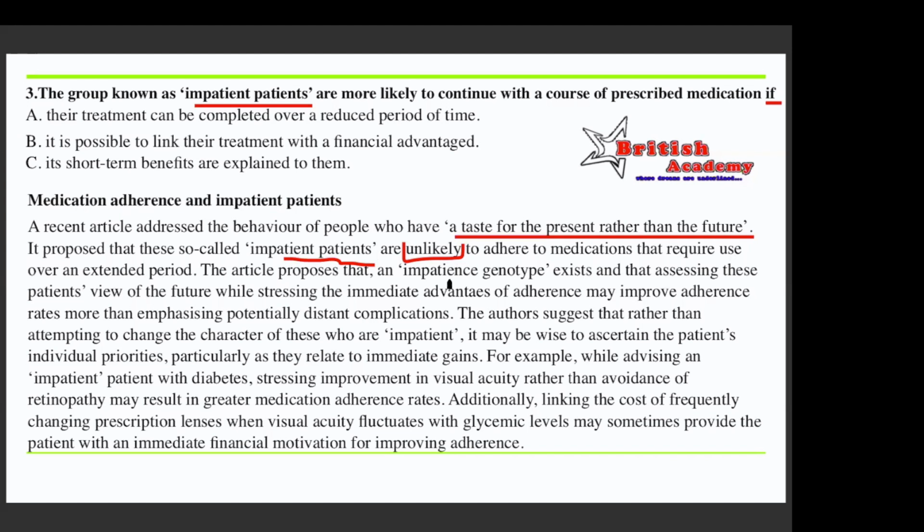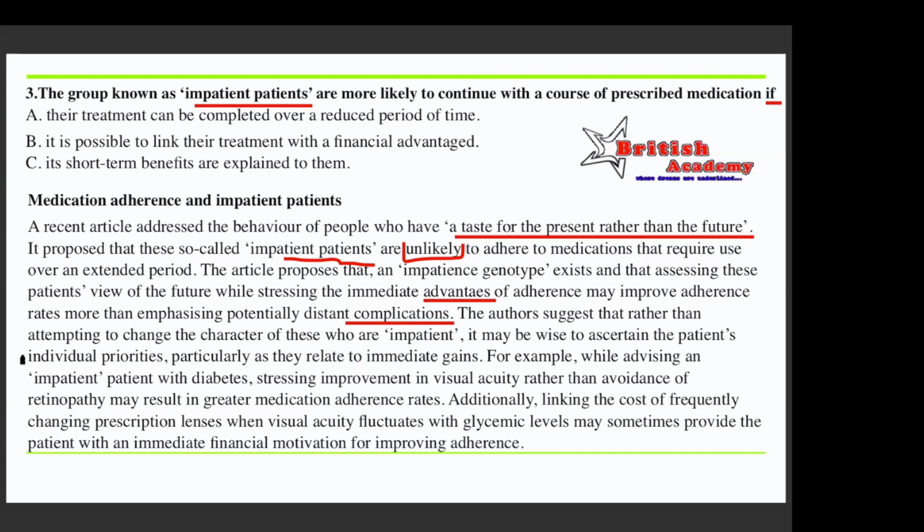The article proposes that an impatient genotype exists and that assessing these patients' view of the future while stressing the immediate advantages, advantages means benefits, immediate benefits of adherence may improve adherence rates more than emphasizing potentially distant complications. Rather than telling them what can be the complications, if you say what are the benefits, there are chances that they may adhere to the drug. That is what the sentence says.